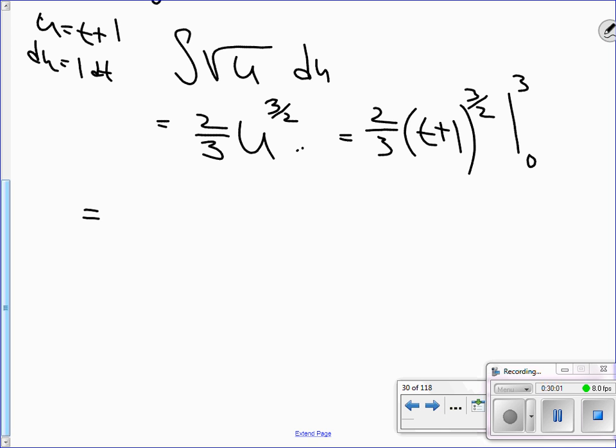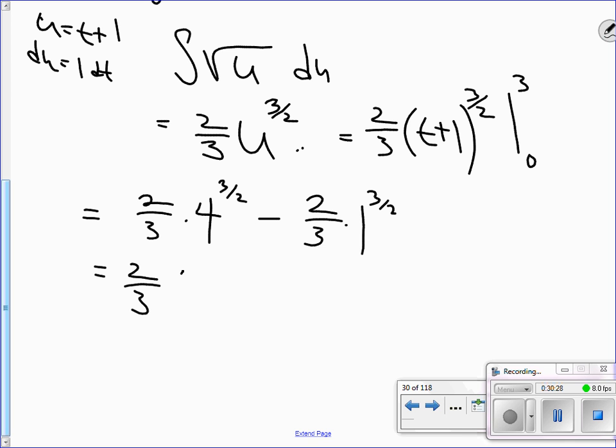So we plug in the 3, we have 2/3, it's going to be 4 to the 3/2. And then when we plug in the 0, I should have left the 2/3 out. Oh well. Times 1 to the 3/2. Alright, so you have no calculator, and you've got to get what 4 to the 3/2 is on your own. You could factor out the 2/3, but you can't avoid it forever.